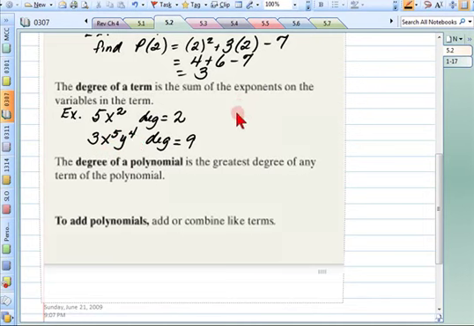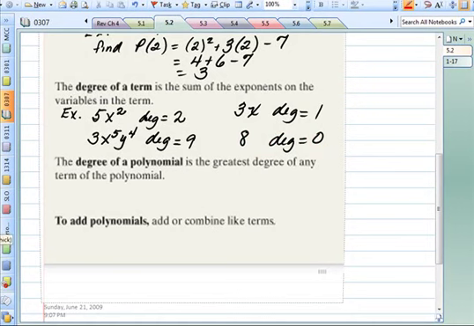If you had, say, 3x, what would its degree be? 1, yes, because there is an implied exponent of 1, even though it's not written. Finally, what if I have 8, the constant number 8? It would be 0. The degree of a constant is 0.